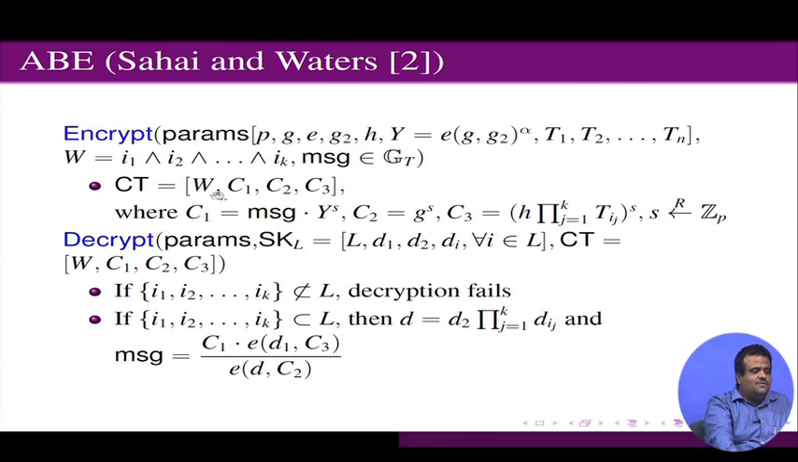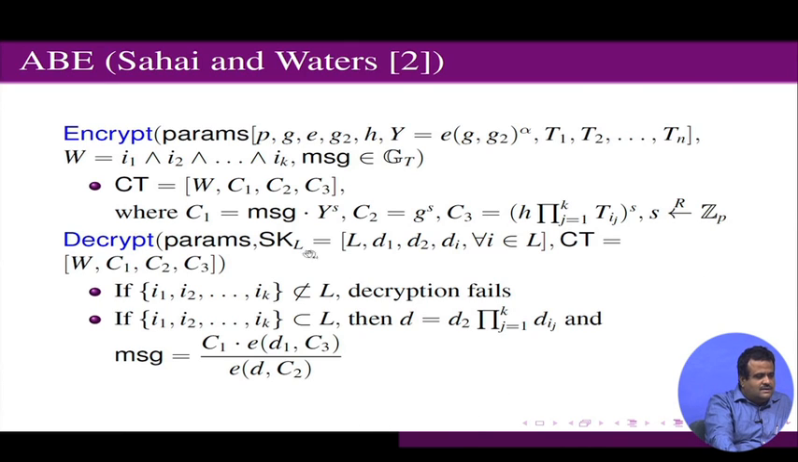So, the ciphertext has a few components: W, C1, C2, C3. C1 is basically the message times Y to the power s, C2 is basically g to the power s, C3 is basically h of this to the power s, and this s is randomly chosen from Zp.